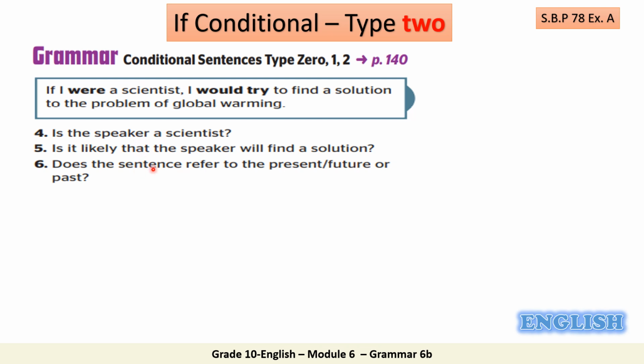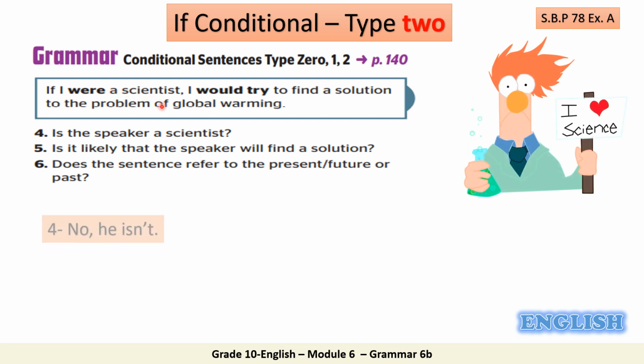Now I want you to pause the video for a while. Try to answer these questions. So, let's answer the questions together. Question number 4. Is the speaker a scientist? He says, if I were a scientist. So the correct answer is no, he isn't a scientist. He is imagining or dreaming to be a scientist.